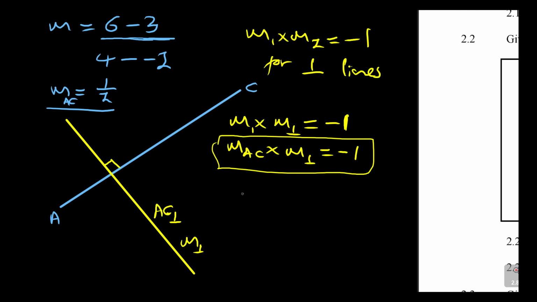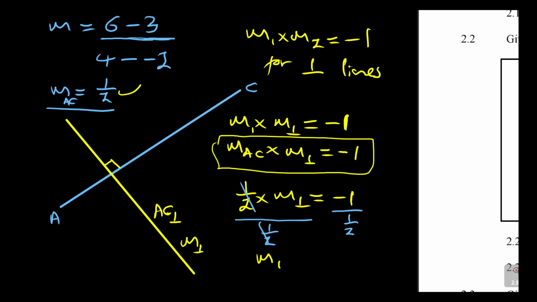So which means now I take the gradient of AC, which is 1 over 2, times the gradient of the perpendicular line, I get -1. So what do I do? I divide now. Remember, I'm looking for M perpendicular. Divide by half on both sides, so that the half is gone on this side. Then you are left with your M perpendicular. And then -1 divided by half, I think the answer will be -2.